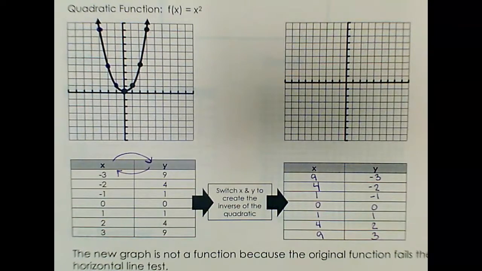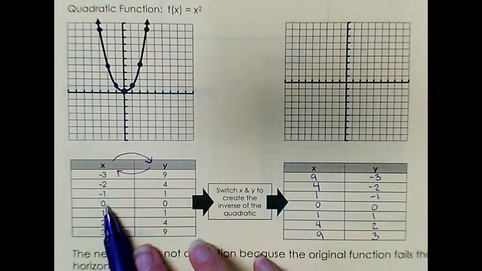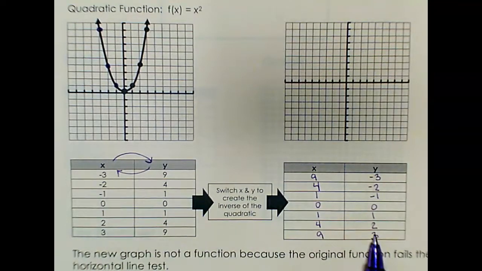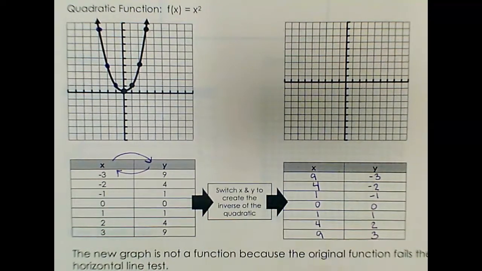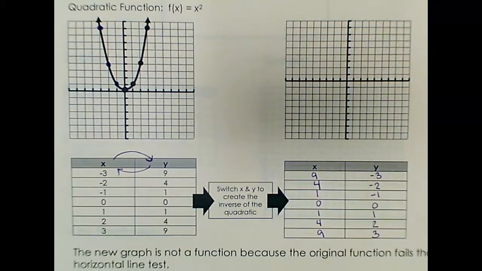So check your table values with the ones that you see on your screen now. All we did was simply take the x column and make it the new y column. We took the original y column and made it the new x column. So now I have a completely new set of ordered pairs that have been generated by performing an inverse, by switching the x and y. So I'm going to go ahead and take these points and plot them now.